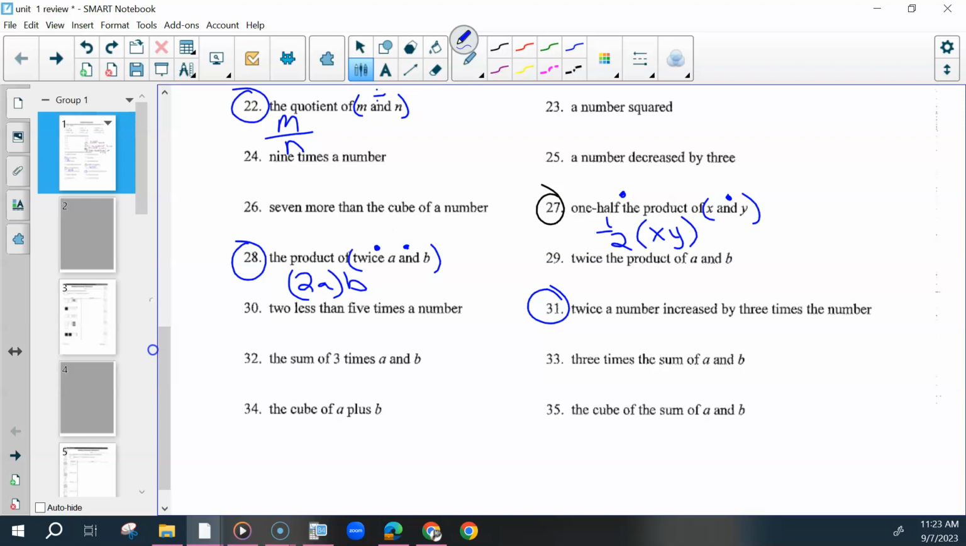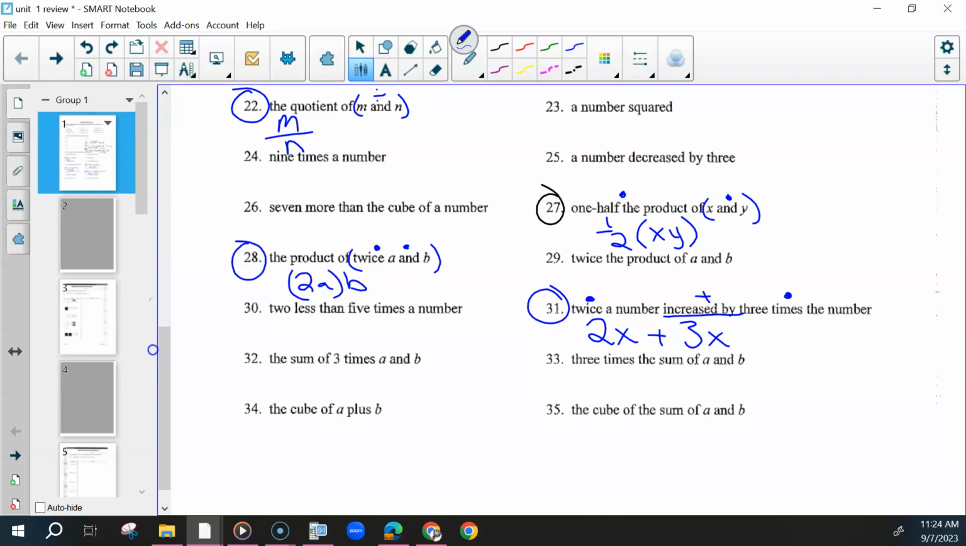And then 31, twice, so we're multiplying a number, some variable, increased by, so we're adding 3 times, again, multiplication, the number. Because it says the number and not a different number, we're going to use the same variable. So 2 times something, give me a variable, plus 3x. If this were simplifying, we would combine the terms, but we are not doing that for this one. It doesn't matter which variable you put in, as long as it's the same.